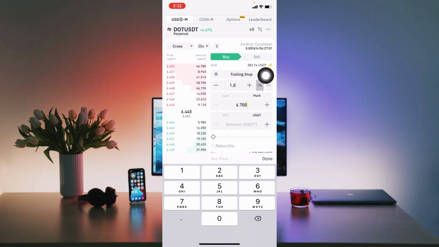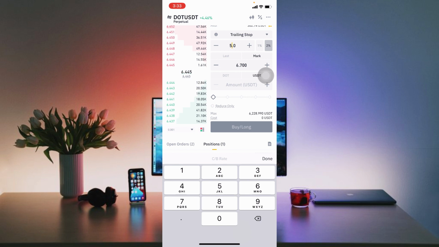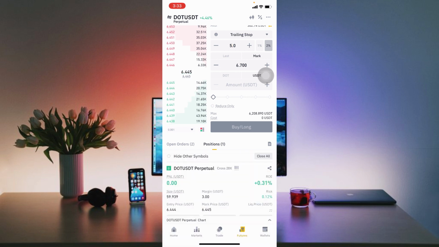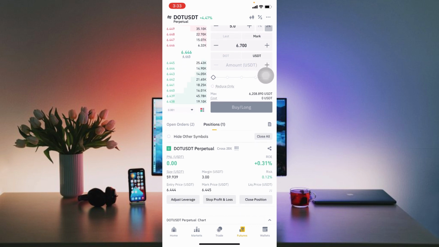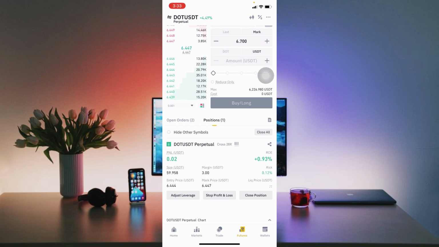I usually make my percentage 2 or 5. So let's make it 5%. Okay. Then our entry activation price is 6.700. So let's say if this trade reaches a price of 6.700, this trailing stop is going to activate.